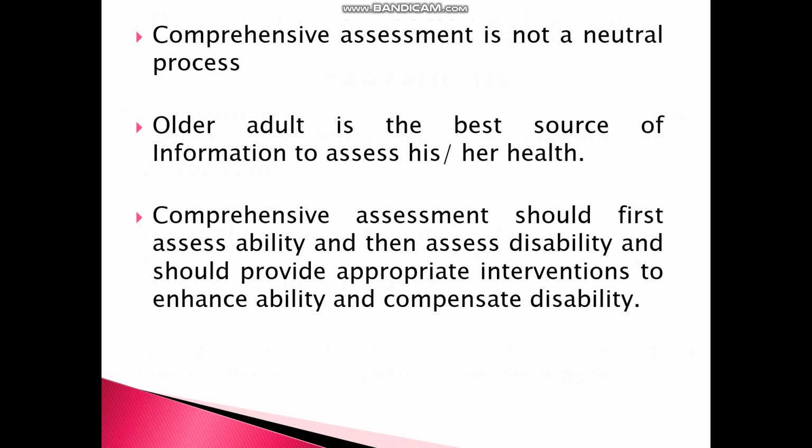Here we have to assess the ability of the old person, and then assess the disability. Followed by that, we have to provide appropriate interventions to enhance those abilities, and appropriate interventions to compensate for the disabilities which we have found. Comprehensive assessment should first assess the ability and then the disability, and should provide appropriate interventions to enhance the ability and compensate the disability.